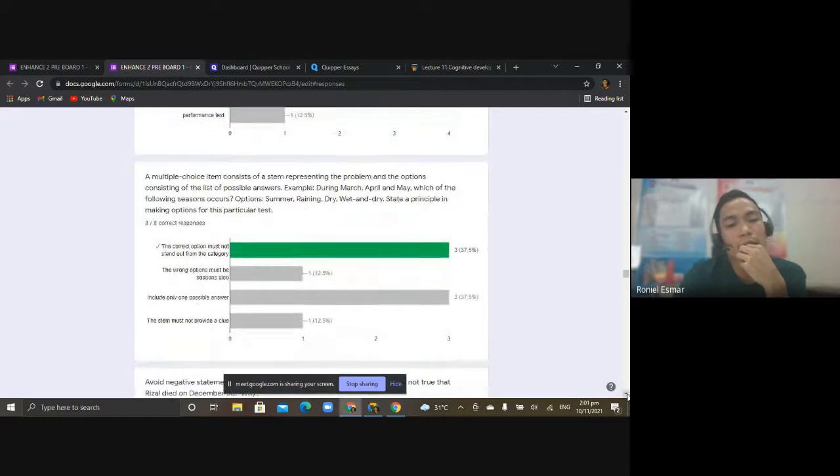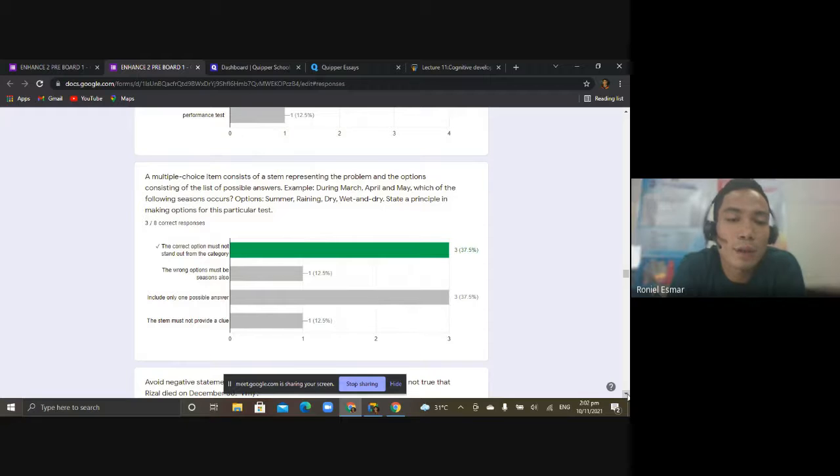Next item. A multiple choice item consists of a stem representing the problem and the options consisting of the list of possible answers, no, such as this one. This is a multiple choice test, no, nagrepresent og problem, yung mga options, some of these options are distractors, no, and of course, naa isa sa mga option nga correct. Example, during March, April, and May, which of the following seasons occurs? The options are summer, raining, dry, wet and dry.